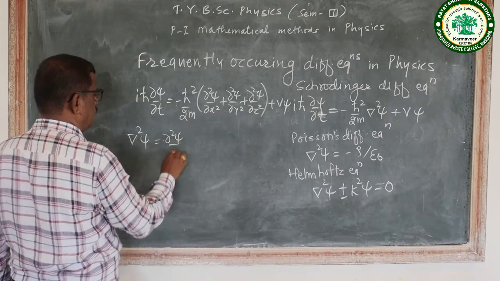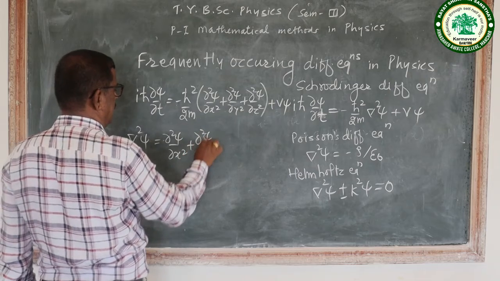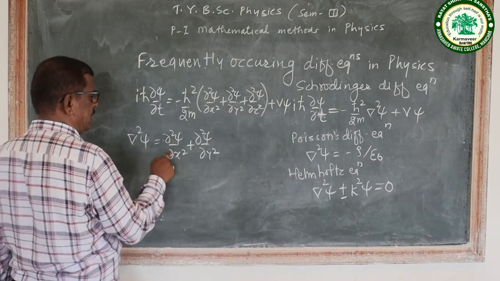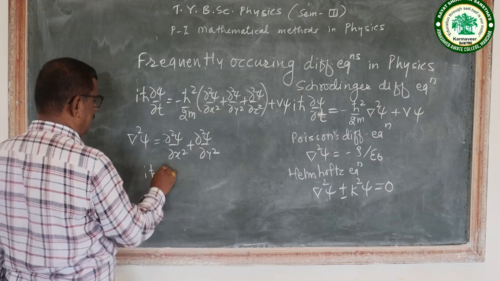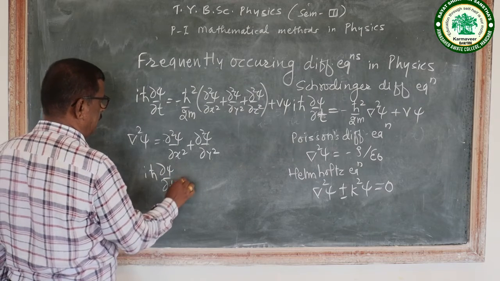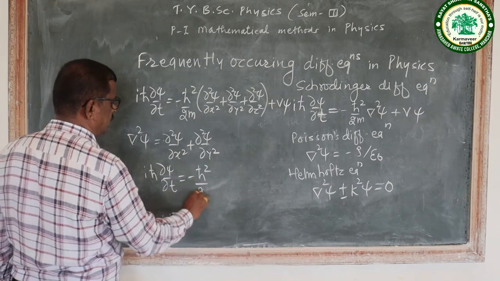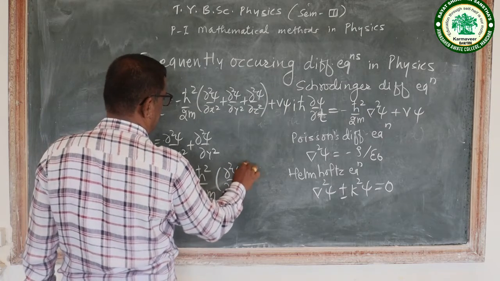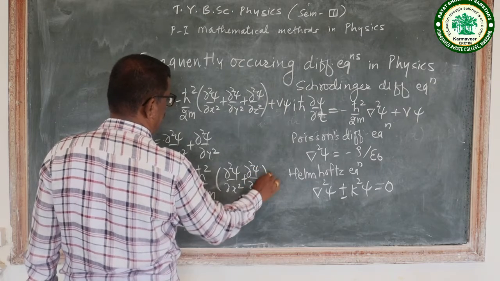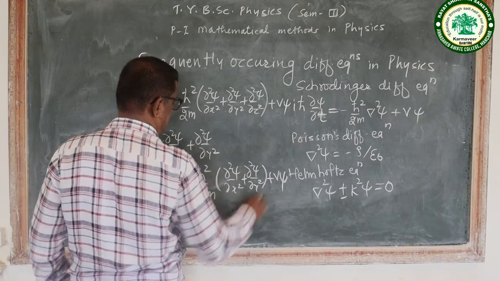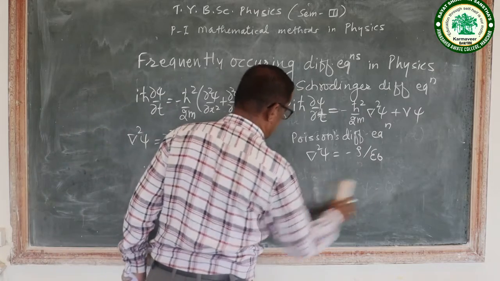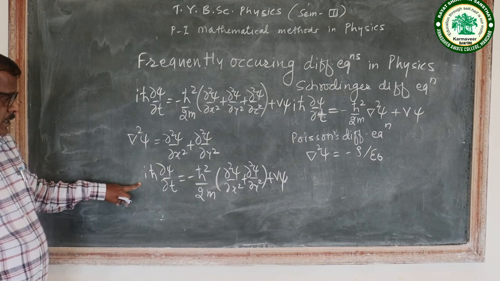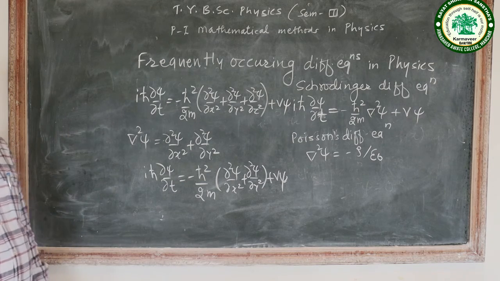Otherwise, this differential equation can also be written with del square psi. This can be written as del 2 psi by del x square plus del 2 psi by del y square. If we put that for del square psi, in 2 dimensions, then it can be written as i h cross del psi by del t equal to minus h cross square divided by 2m times del 2 psi by del x square plus del 2 psi by del y square, plus phi psi. This is the Schrodinger's differential equation which occurs in physics.